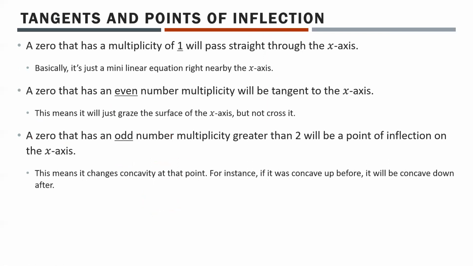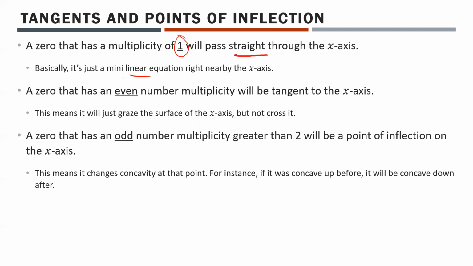So, tangents and points of inflection. This is reiterating what we were already seeing with what the shape of the graph looks like around a 0. If you have a 0 that has a multiplicity of 1, it's going to pass straight through the x-axis. Wherever that x-intercept happens, it's basically going to be a straight line through it, more or less. It's just a mini linear equation right nearby the x-axis, because it has a multiplicity of 1, which is like a degree of 1, which is a linear equation.